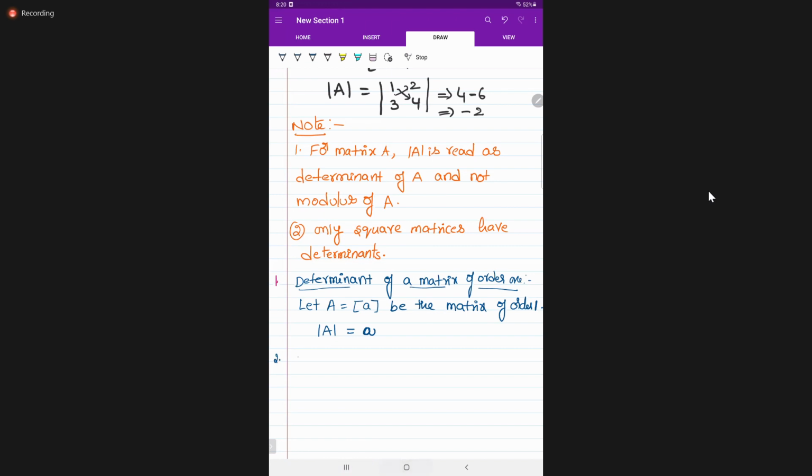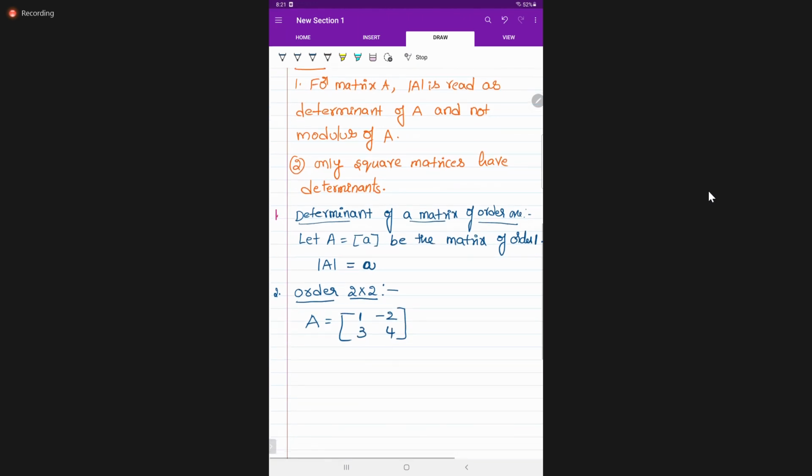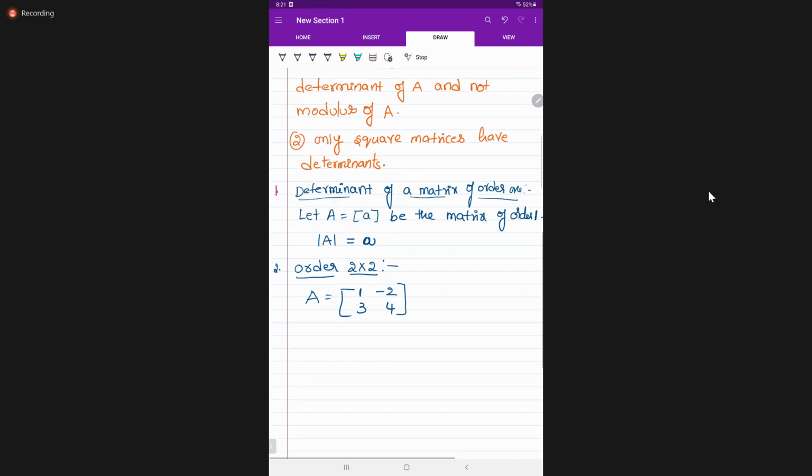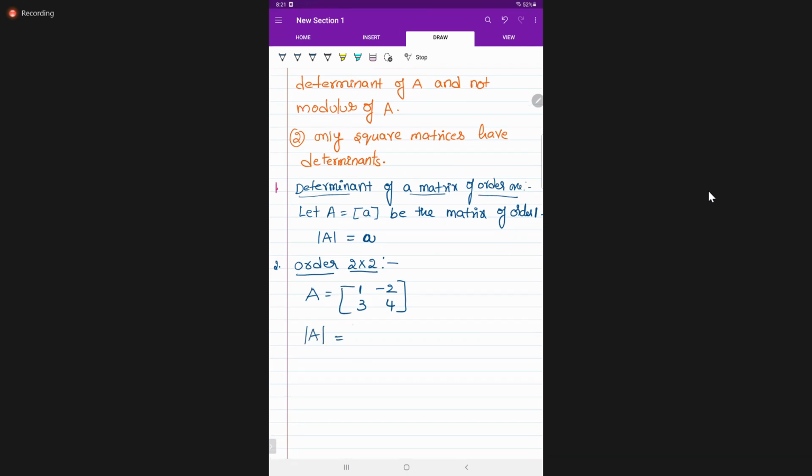Second one, order 2, 2 cross 2. Capital A is equal to [1, minus 2; 3, 4]. Det of A, tell me students. What is the det of A? 1 into 4 minus 3 into minus 2, which is 4 minus of minus 6, which is 4 plus 6 equal to 10. Answer is 10.